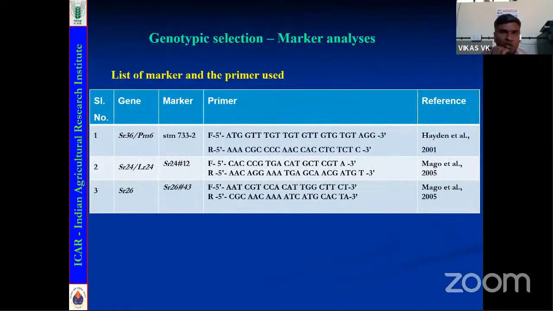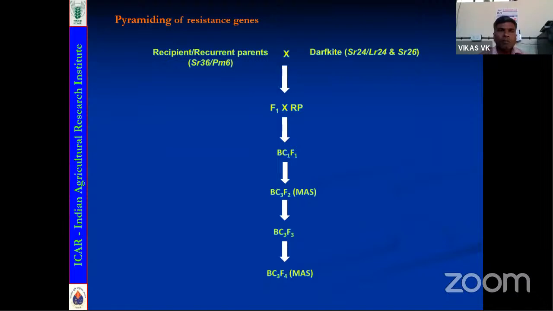For marker-based selection, we use markers for SR36, SR24 and SR26. For the pyramiding, we usually take the recipient parent, which already has SR36 and PM6, crossed with the Dr. Kite line, which is again an Australian line that consists of both SR24 and SR26. The F1 is then crossed with the respective recurrent parents.